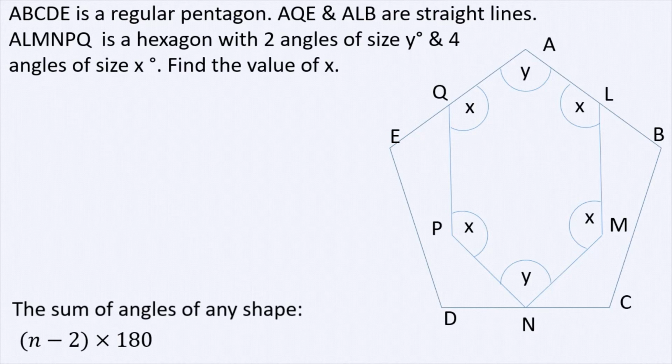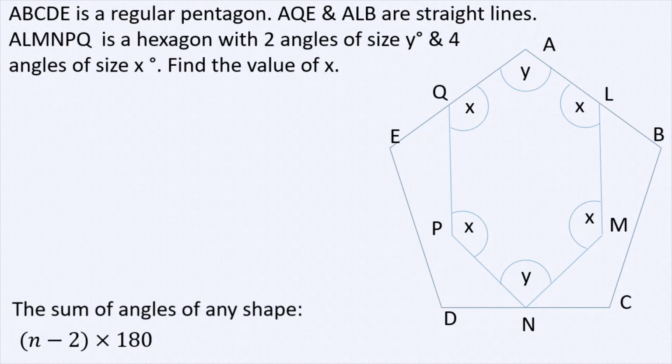ALMNPQ is a hexagon. Note that the question didn't say that it was a regular hexagon, and hence we cannot assume that all the sides and angles are equal. So it's a hexagon with 2 angles of size y degrees and 4 angles of size x degrees. Find the value of x.